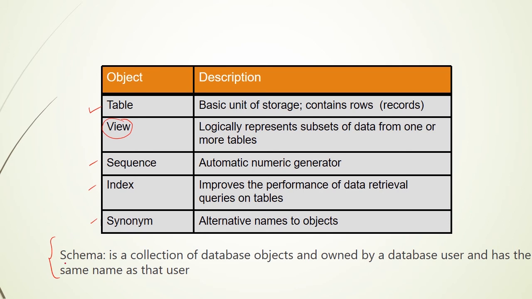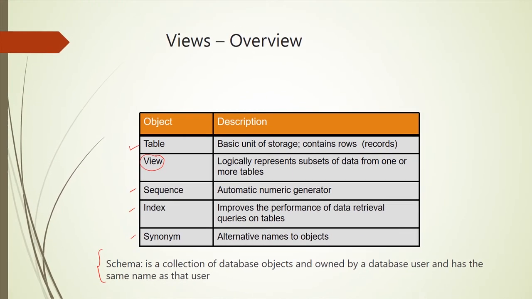Just as a definition, a schema is a collection of database objects owned by a database user and has the same name as that user. For example, HR schema means a list of objects like tables, indexes, synonyms, functions, procedures, and sequences owned by the HR user. The schema has the same name as the database user. The objects owned by the HR user are called the HR schema. The objects owned by a user, test user, are called the test user schema. So this is the schema.